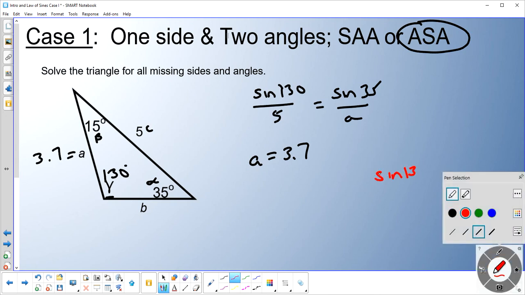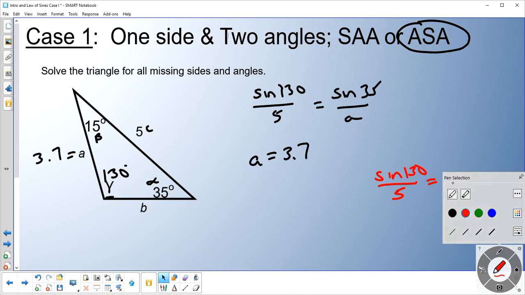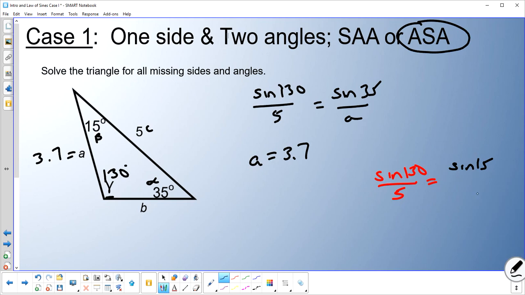And we're going to do the same process now for beta. We're going to say sine of 130 over 5 equals, and then not our gamma, our beta, sine of 15 over B, we said, right? So solving for B, doing your cross multiplication and simplifying, we'll end up with 1.7 for B.